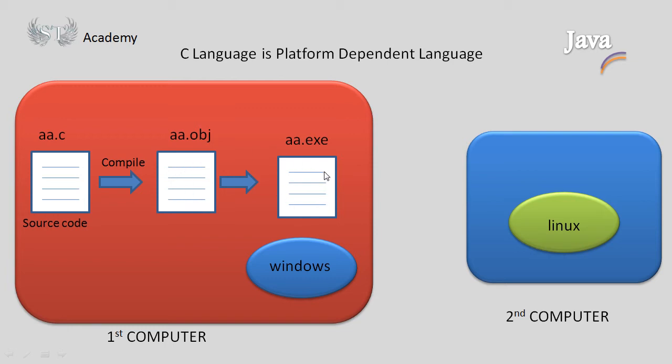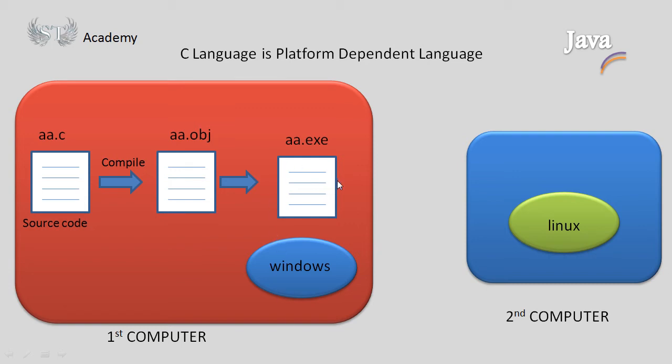So this executable file depends upon the operating system of the computer, it is specific to that operating system. So on the first computer, here is Windows, so this executable file totally relies on this operating system, totally depends upon this platform, Windows. So I execute this file and got the result.